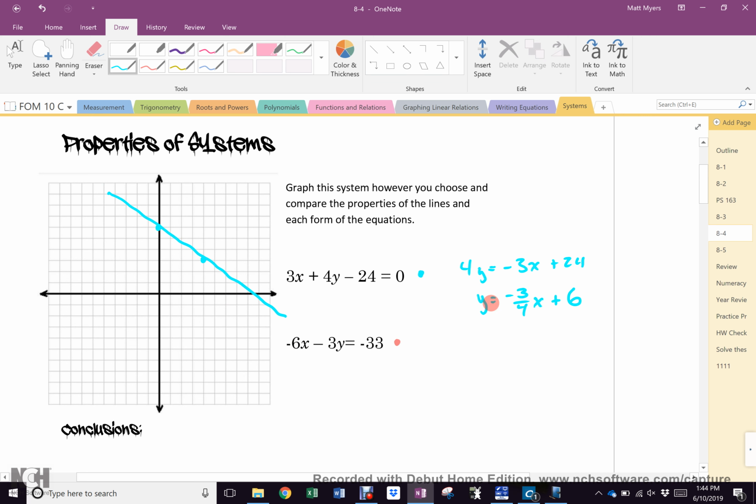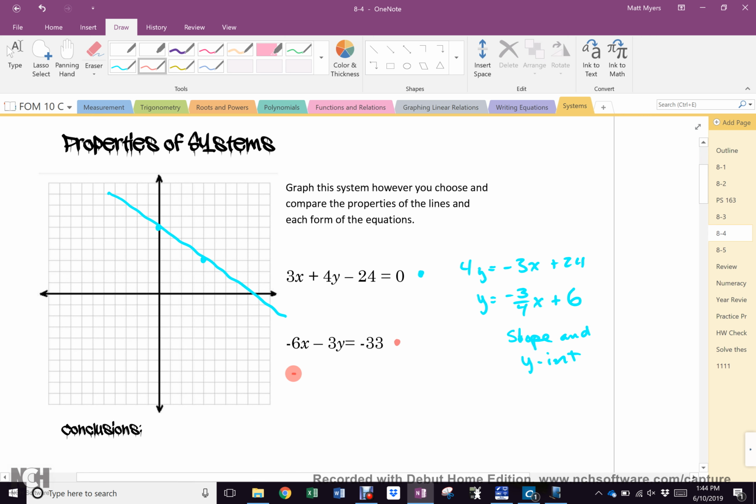Now, what information does this give us right away? Just by looking at it. Slope and y-intercept, correct? All right.